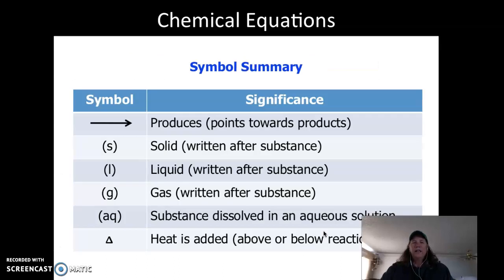All right, here they are summarized. Again, the arrow means produces or makes or yields. We have a solid, a liquid, a gas, AQ, a substance dissolved in water. An aqueous solution means dissolved in water. And then heat. So those are common symbols that you'll see in chemical equations.